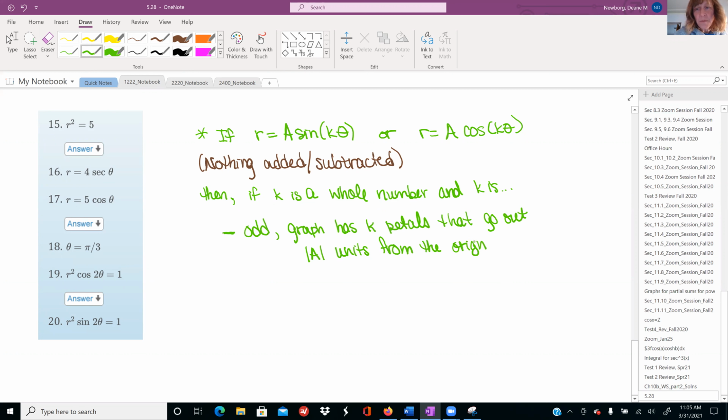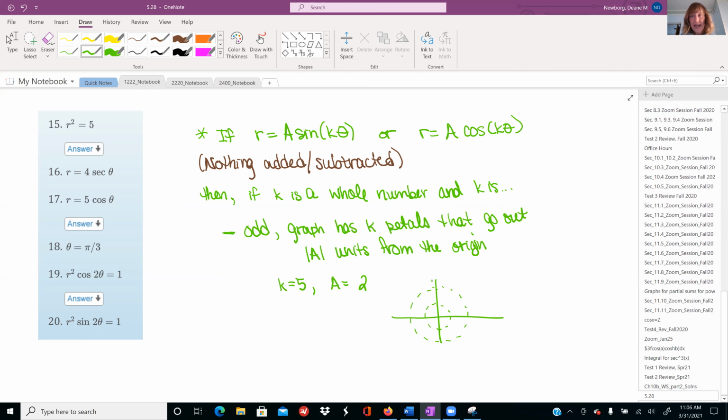So for example, if k was 5 and a was 2, then there would be 5, and they're always going to be equally spaced. There would be 5 equally spaced petals that go out to a circle of radius 2. So I'm just going to do a really rough sketch. So say circle radius 1, circle radius 2. And then the center of the flower is going to be at the origin. Again, this is only if nothing is added or subtracted. And it depends on whether it's sine or cosine.